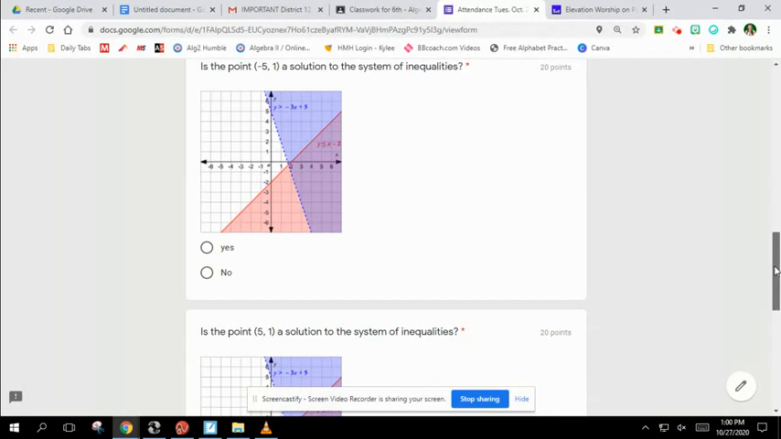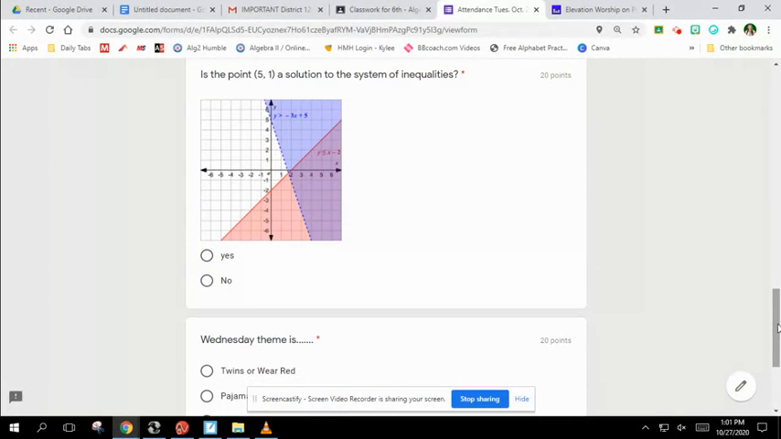Next one. Is the point negative 5,1 a solution to the system? So I graph negative 5,1. No, it's not. It has to be in that double shaded region. So either where the colors are different or where it's a little bit darker. So no, that one is not a solution.